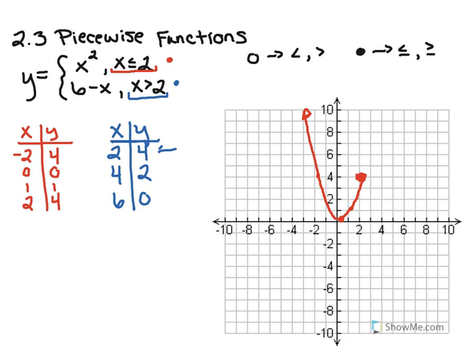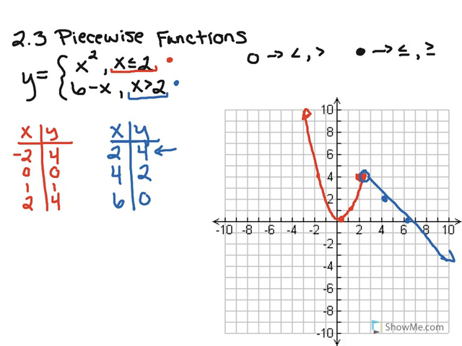This point right here, since the function says that it's greater than, is going to have an open circle. So at 2, 4, I'm going to encompass this with an open circle. Now the next point was 4, 2, so that would be right here. And then my last point, 6, 0, right there. So I'm just going to connect those, makes a straight line, and there we have it. And that's my piecewise function.